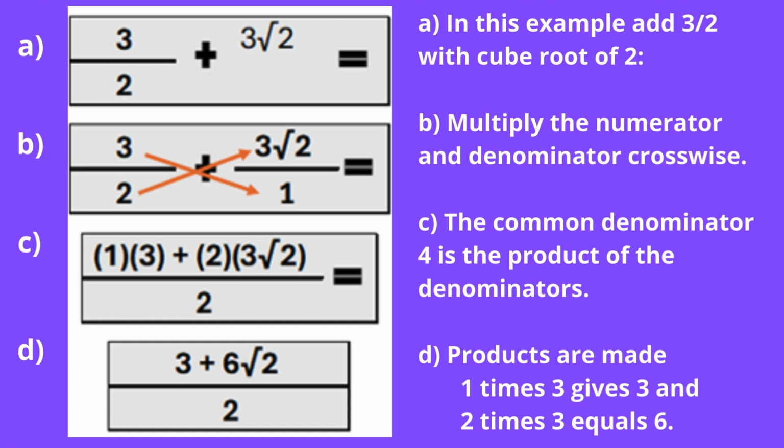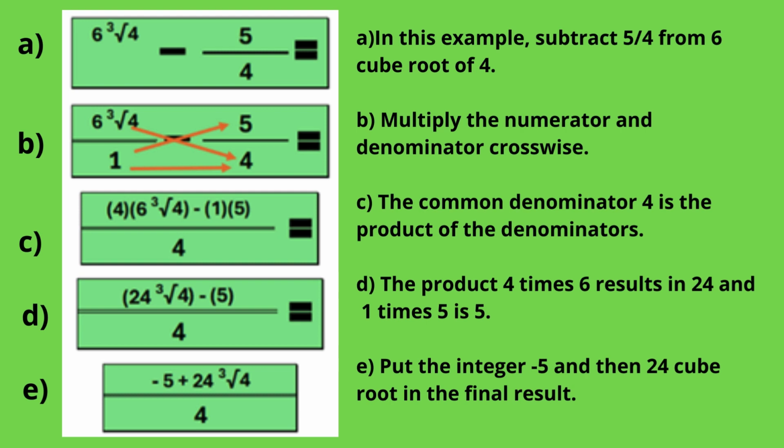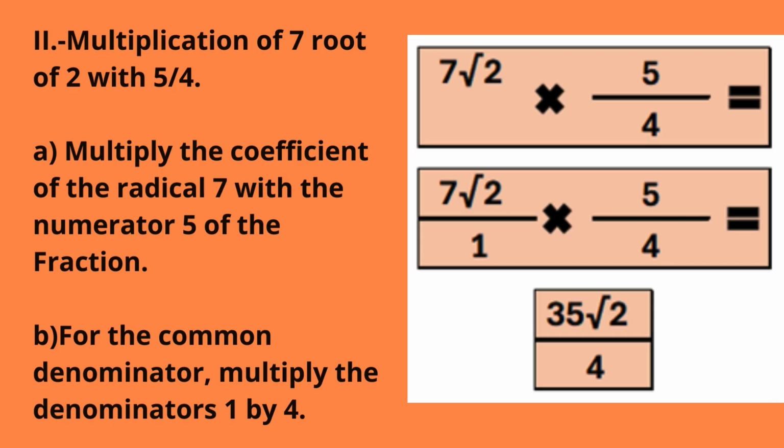In this other example, we have 6 cube root of 4 subtract 5 over 4. In section B, numerators and denominators are multiplied crosswise. In C, the common denominator 4 is the product of the denominators. In part D, the products are made. 4 times 6 results in 24 and 1 times 5 results in 5. In the end we have minus 5 plus 24 cube root of 4 divided by 4.